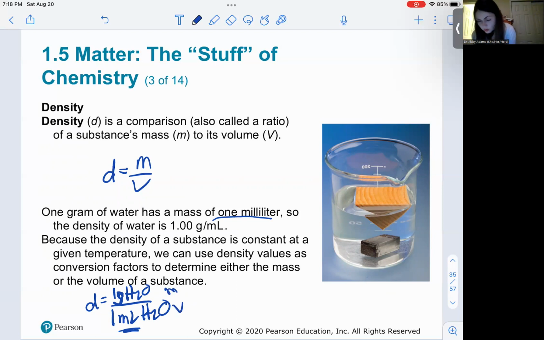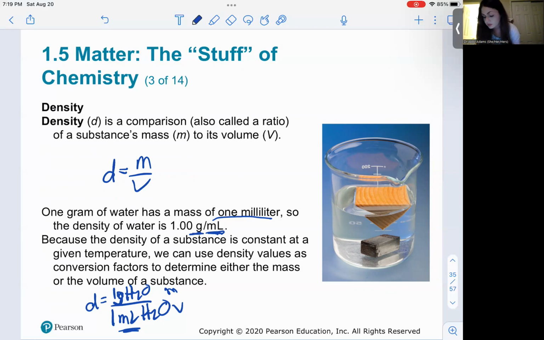So that density of water is going to be in what units? Grams per mL. So mass over volume, and it's 1.00, the density of water. Because the density is constant at a certain temperature, right? If you change a temperature, you change the state of matter. So the density is dependent on temperature. But most of the time, the density is going to stay constant if the temperature is constant.